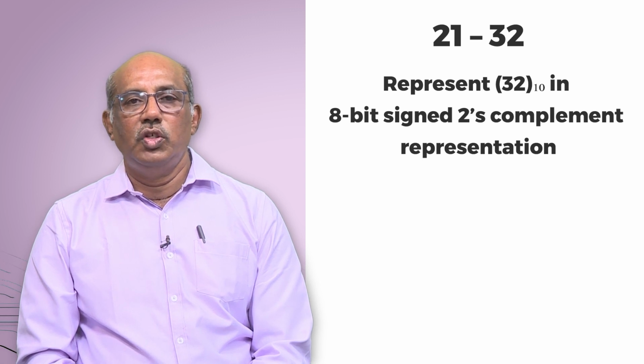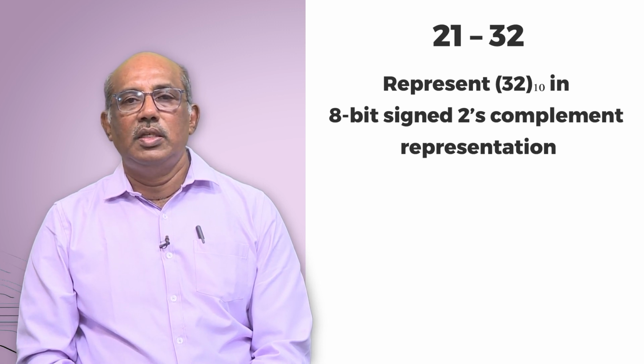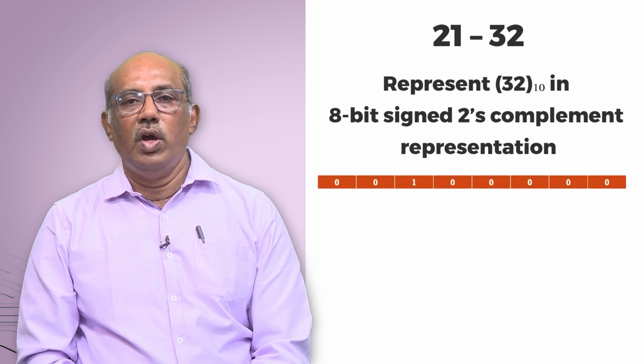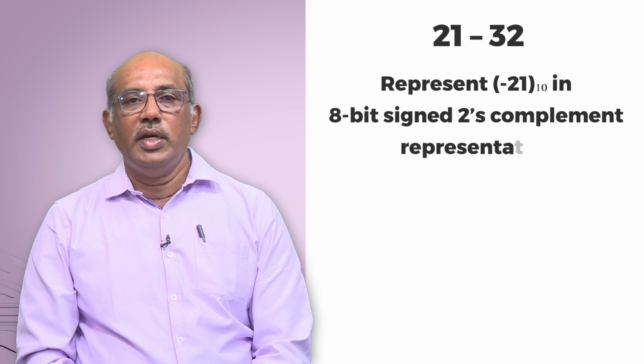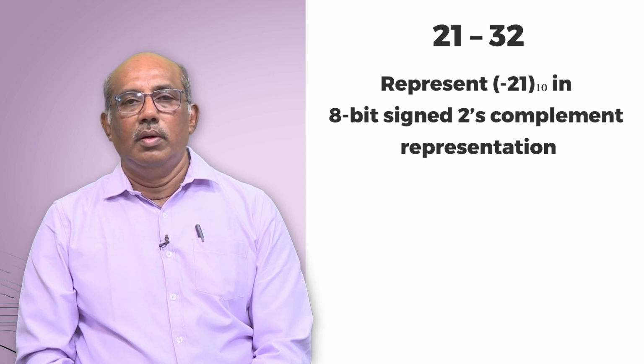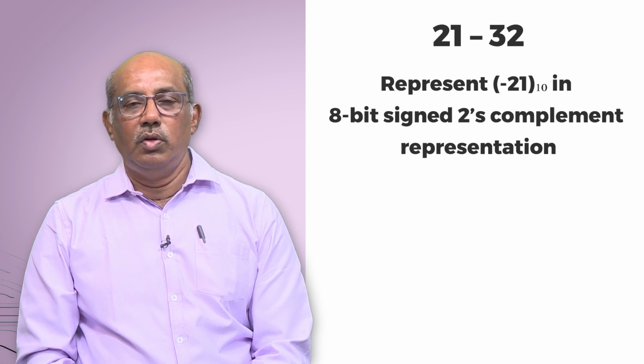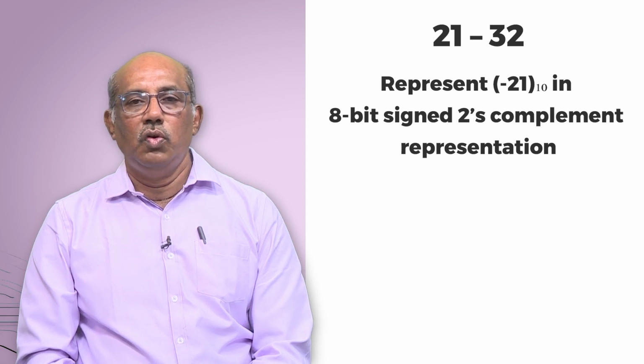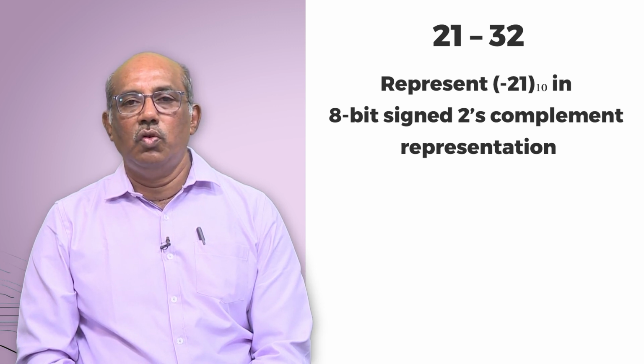The first question, question A, is 32 minus 21. First we have to represent the positive decimal number 32 in 8 bit 2's complement representation, which is given as 0 0 1 0 0 0 0 0. Then you have to represent minus 21 in 2's complement representation. First we will represent the decimal number plus 21 in sign magnitude form, which comes to be 0 0 0 1 0 1 0 1.